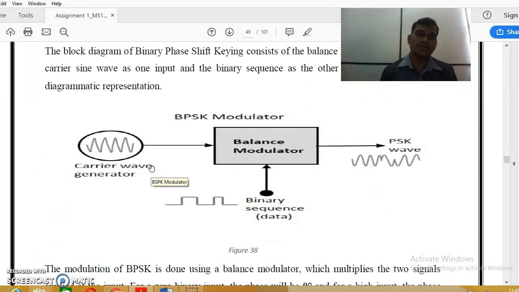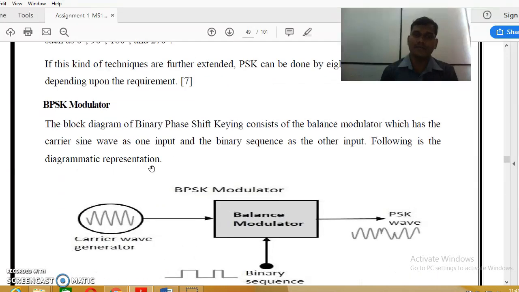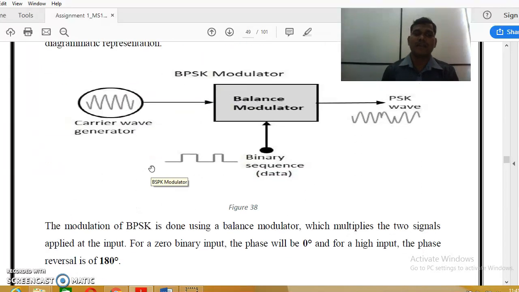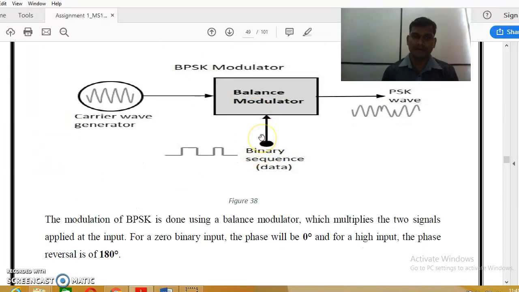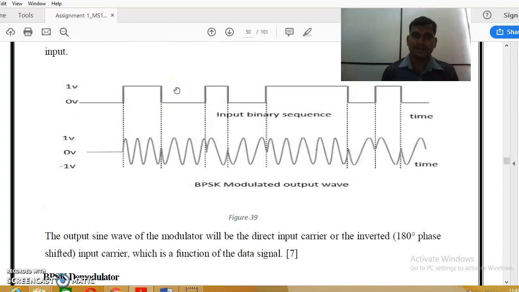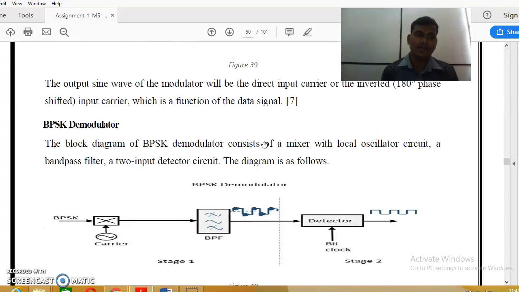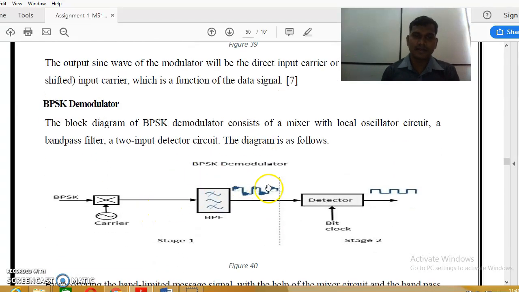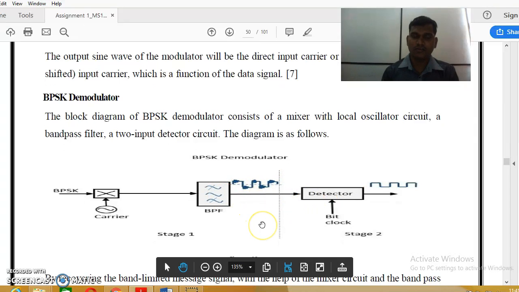BPSK modulator. The block diagram of binary phase shift keying consists of a balanced modulator which has the carrier sine wave as one input. The binary sequence is the other input, as shown in the diagram figure. You can see this one. This is the BPSK modulator output sine wave. This is the figure. BPSK demodulator. This is the demodulator.